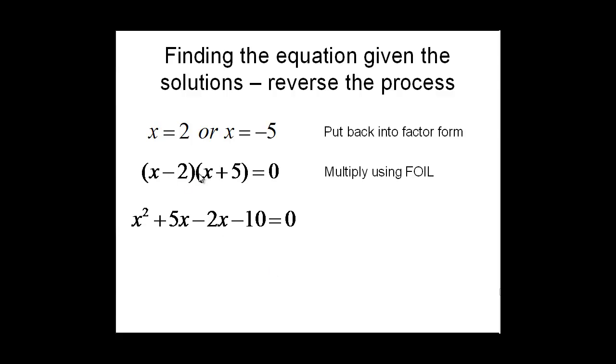Then it'll turn it back into the equation that you would have started with in the other format. X times x is x squared, x times 5, 2 times x, and 2 times 5. When you clean that up, you get x squared, 5 minus 2 is 3x, minus 10. And that is the equation, given that what we started with was two solutions. We turned them into factors and multiplied it out.